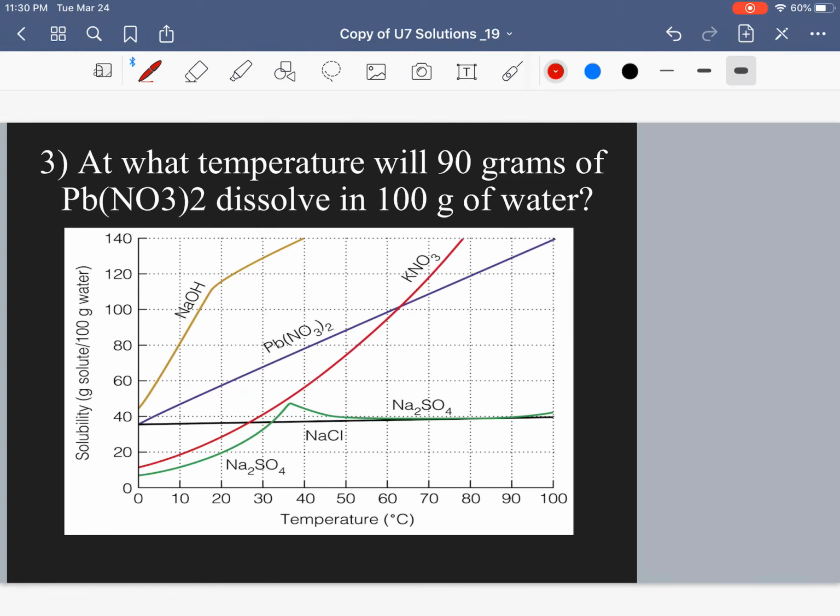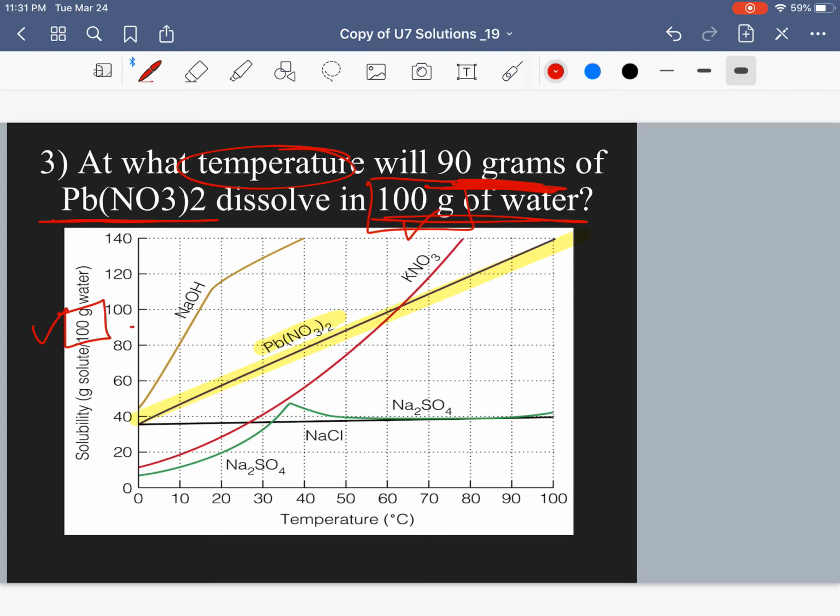All right, number 3, at what temperature will 90 grams of PbNO3 dissolve in 100 grams of water? Here our 100 matches our 100. Awesome, we're good to go. We know that we won't need to make any adjustments. So let's look at the substance. First, we need to find what substance they're asking me about. Here's my PbNO3 too. And it says at what temperature. This time I'm looking for temperature and I'm given the grams.